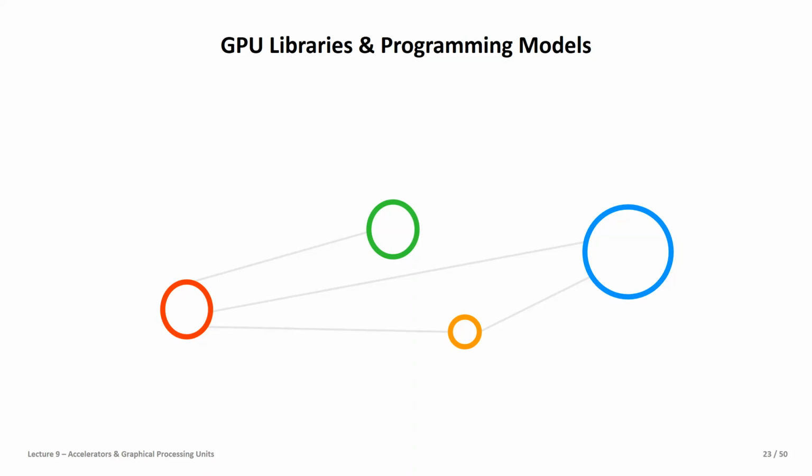Welcome back to High Performance Computing, Advanced Scientific Computing. The topic today is lecture 9, the second part of lecture 9, about accelerators and graphical processing units. In the first part of this lecture, we thought a little bit about the basics again.